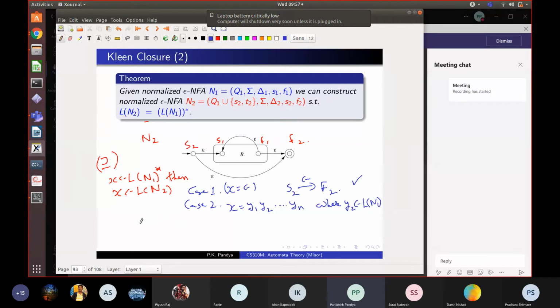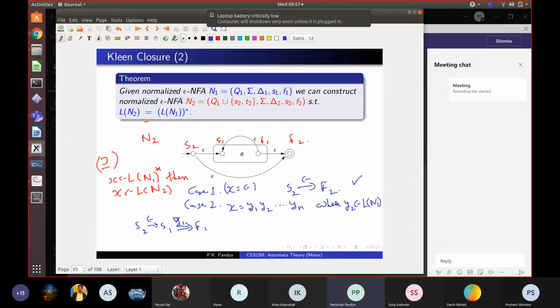I will start with S2. Then I will take an epsilon transition and I will go to S1, right? That I am allowed to do. Then what will I do? I have got this word y1, which takes me from S1 to F1. So I will draw this composite notation by a sequence of transitions on y1. I will go to F1. Why? Because I have assumed that each yi belongs to the language of N1, which means what?